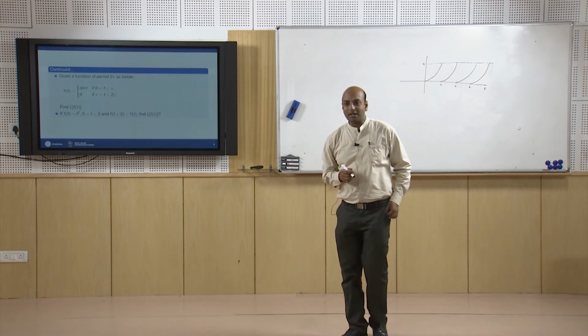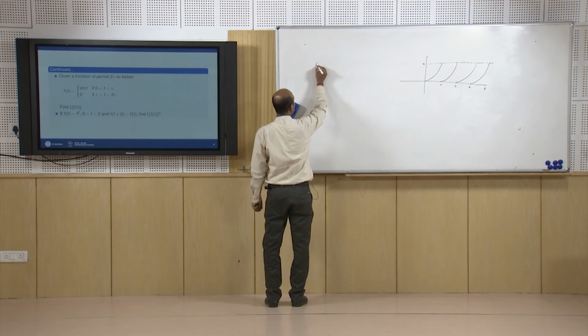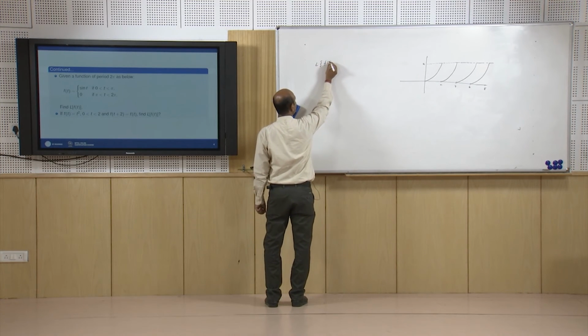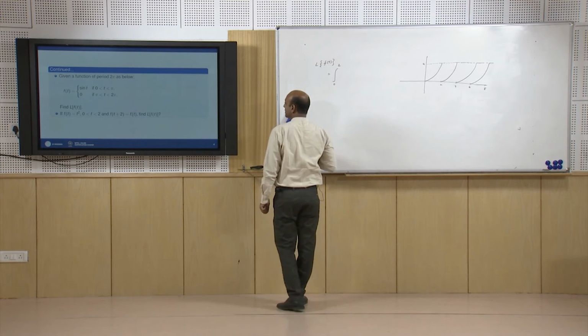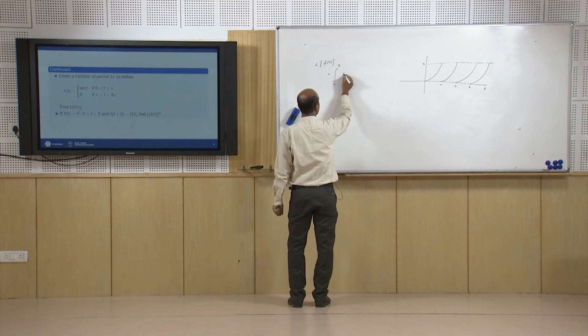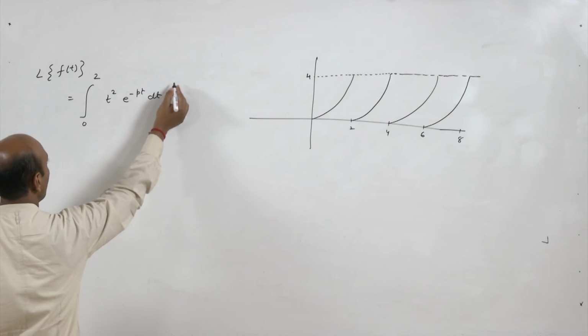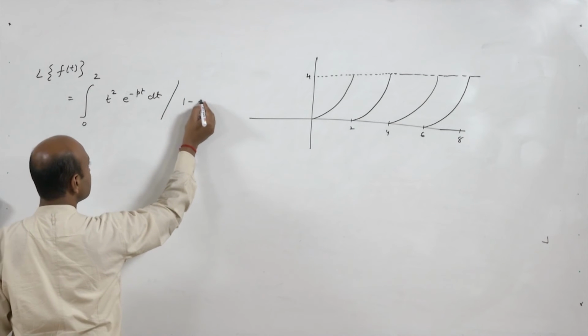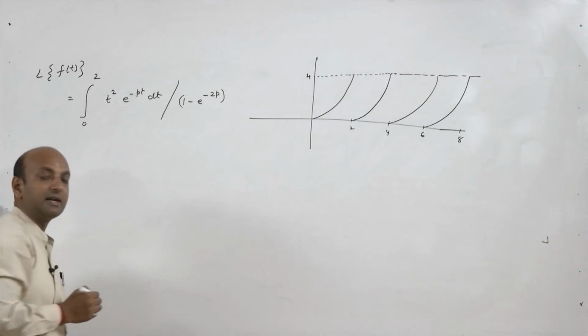Now how to find the Laplace of this? Again using the same expression, the Laplace of this f(t) will be nothing but integral from 0 to T, here T is 2, the period is 2, of t square e^(-pt) dt, and the whole divided by 1 minus e^(-2p), because capital T is 2.